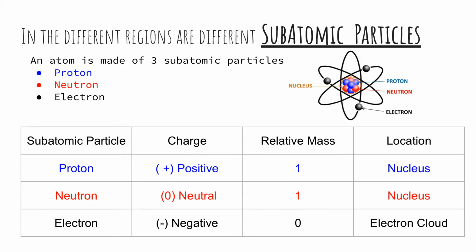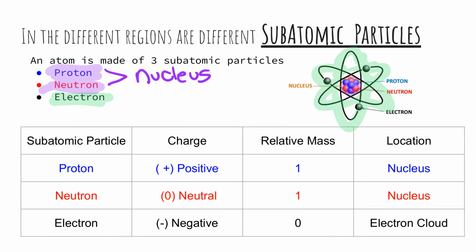The protons and neutrons, and let me change my color, the protons and neutrons are located in the nucleus. So we've got the nucleus. The electrons are located in the electron cloud over there, but not in here.